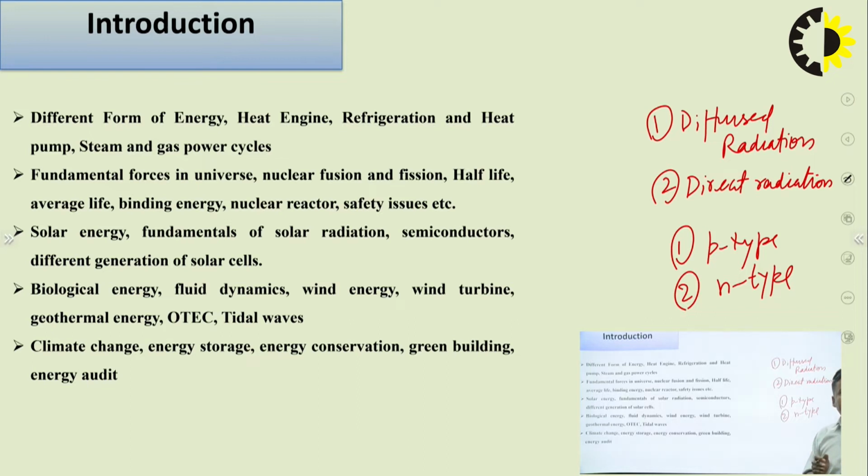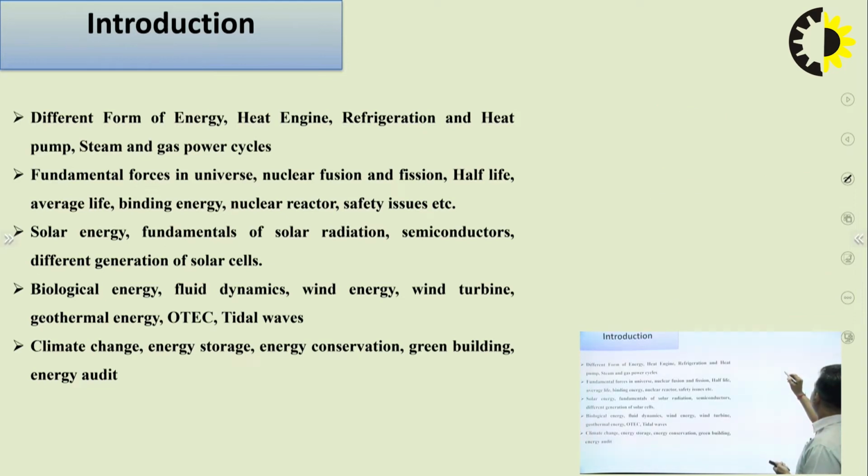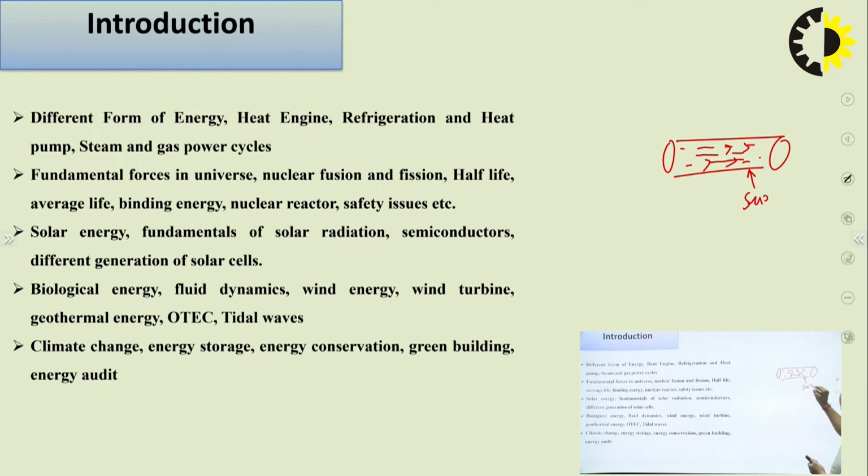Therefore biological energy is also dependent upon solar energy. Then we will study fluid dynamics. In fluid dynamics, if there is a pipe and a fluid is flowing in this direction, the fluid may be a liquid or may be a gas. There are different layers of this fluid, and there is a stress produced by these layers, and also the stress produced by these layers and this surface. There may be cylindrical surfaces or there may be rectangular surfaces.